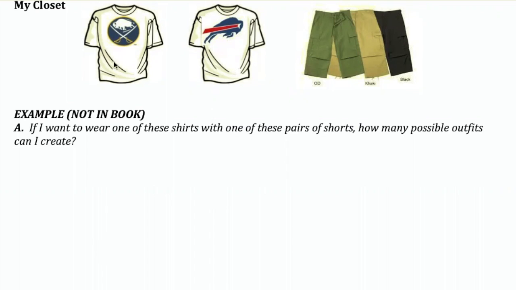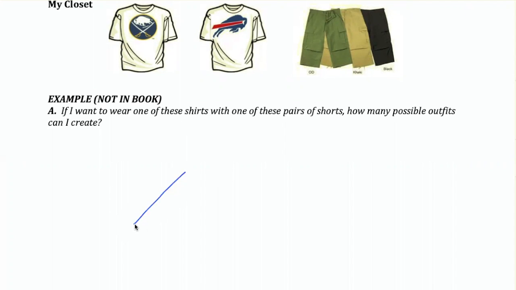So in this case, I would choose my shirt first, and there are only 2 options. Either I'm going to choose to wear the Bills shirt, or I'm going to choose to wear my Sabres shirt. And then once I've decided on the shirt, the number of options I have for shorts is 3. So I'm going to put 3 branches and I'm going to represent the 3 colors. So I've got my olive, khaki, and black.